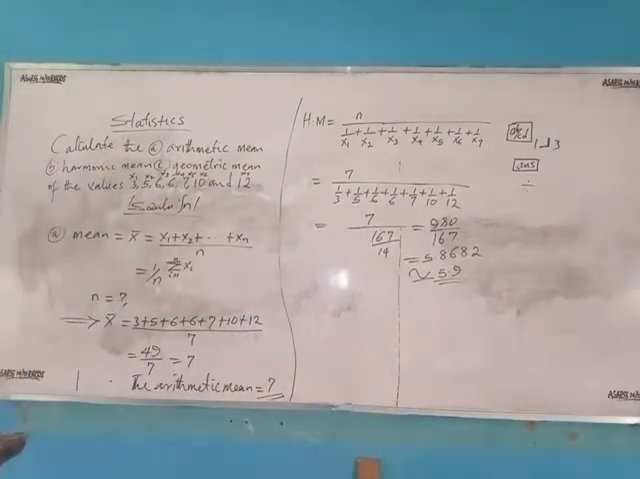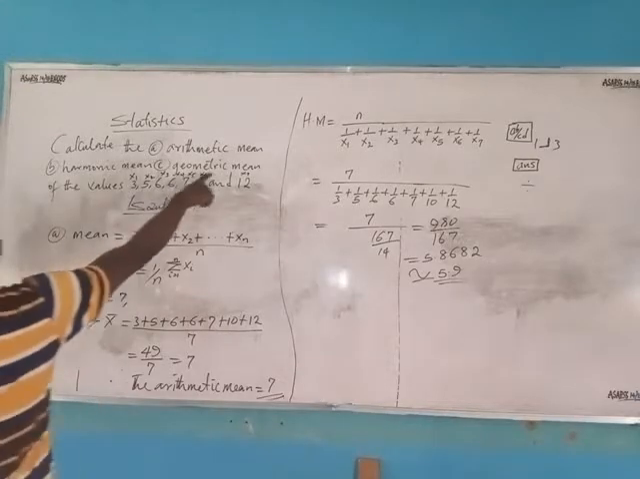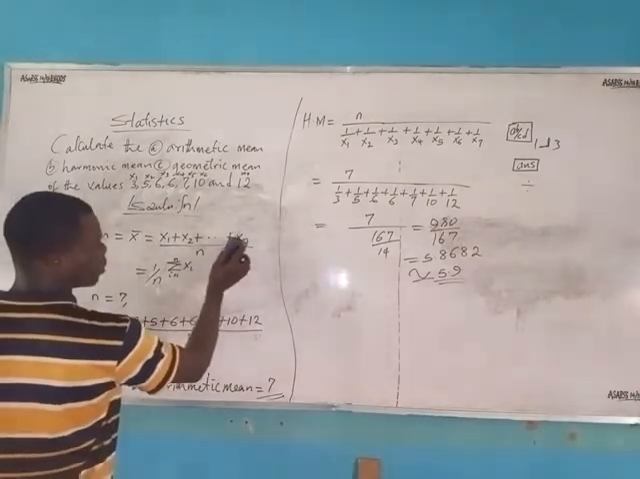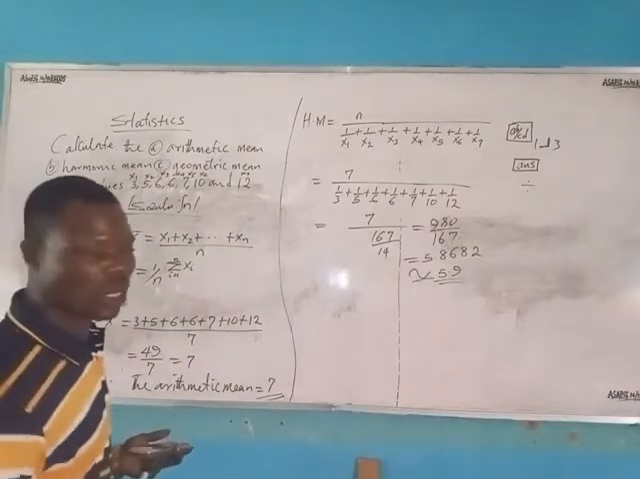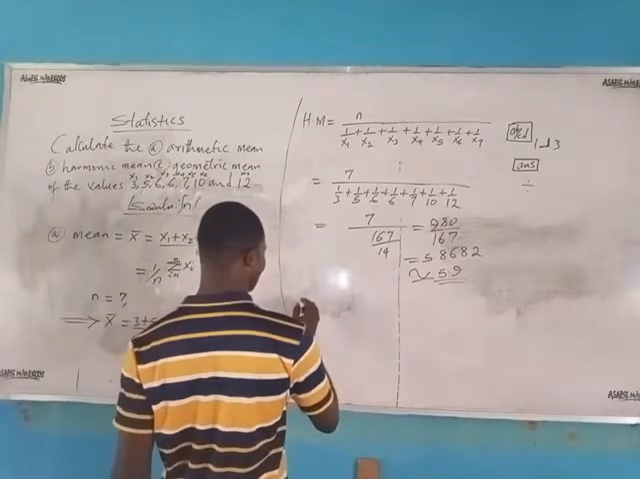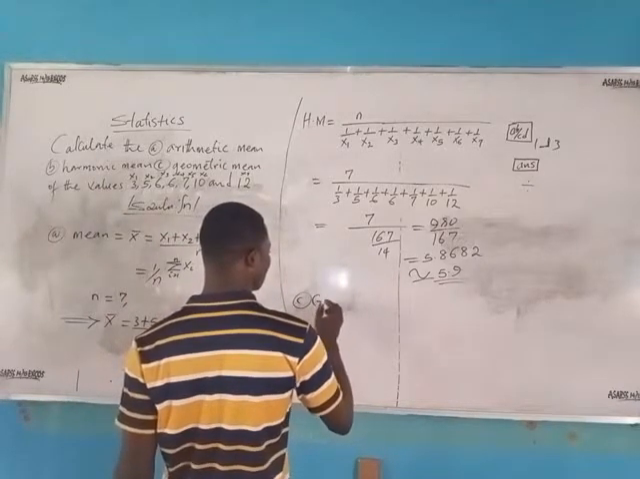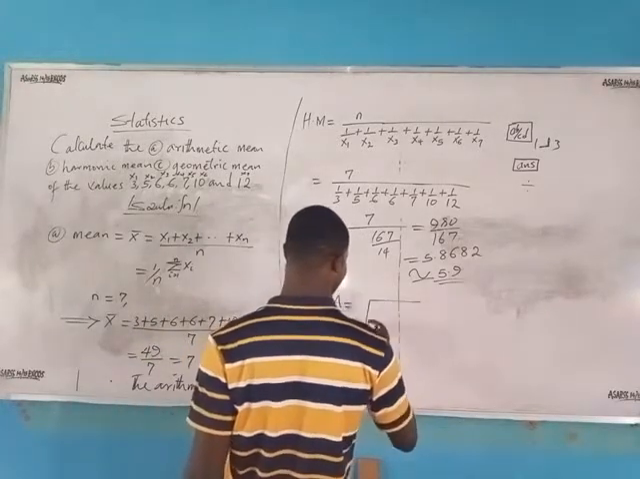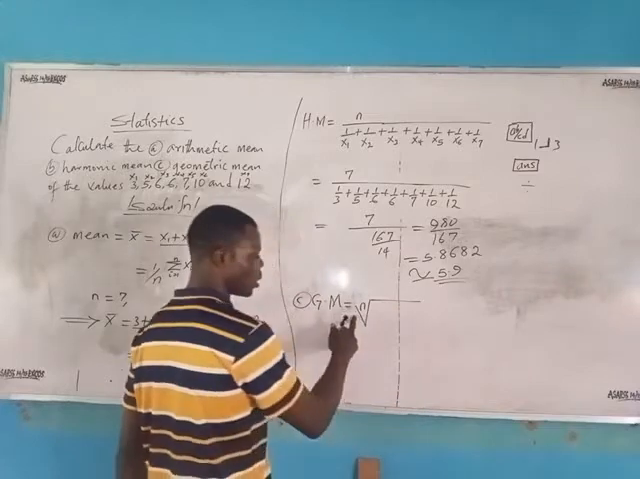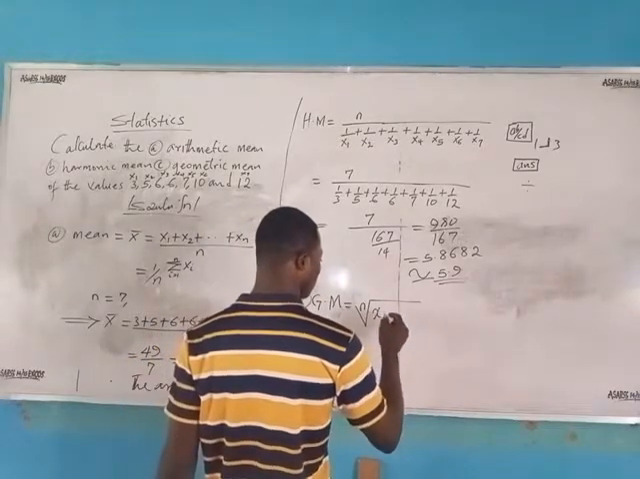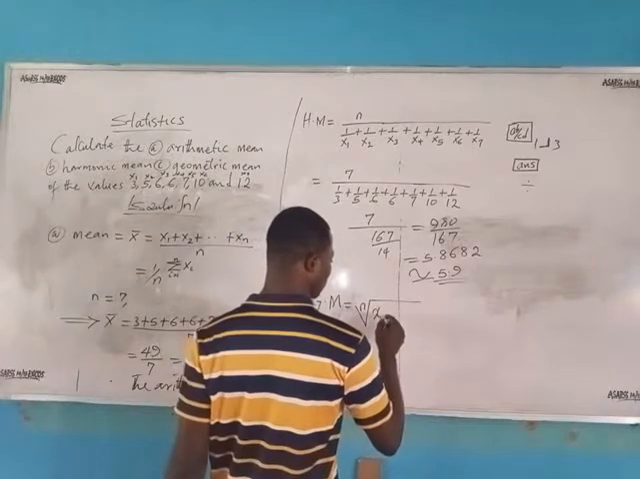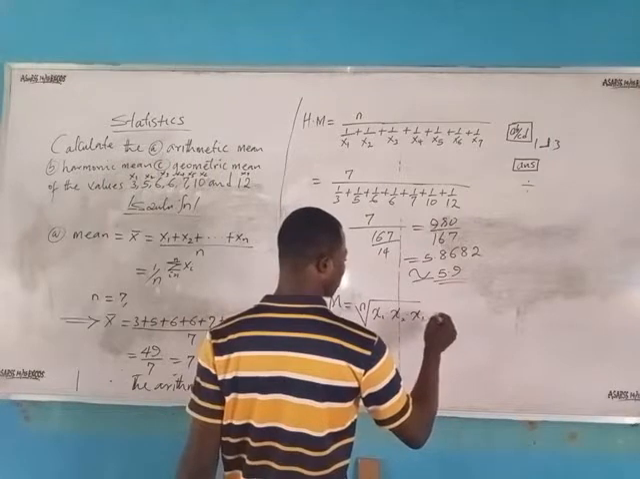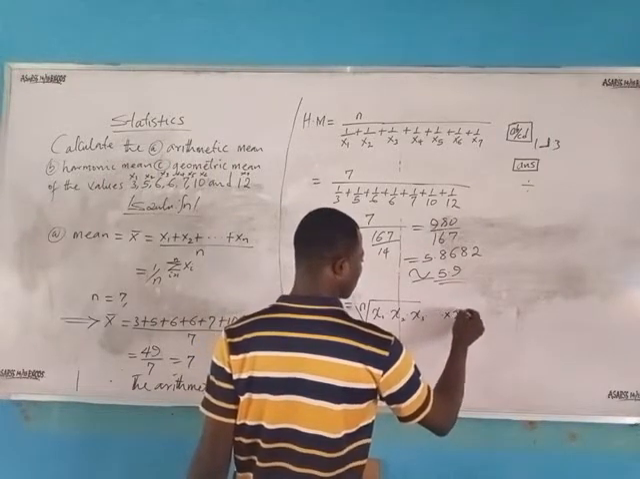So the next one now is geometric mean. How do we calculate geometric mean? The formula for geometric mean is the nth root of the product of the observations: x1 times x2 times x3 times up to xn.